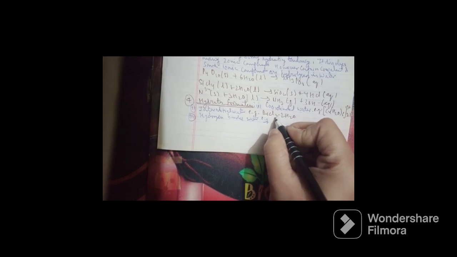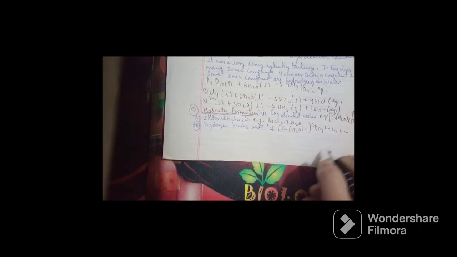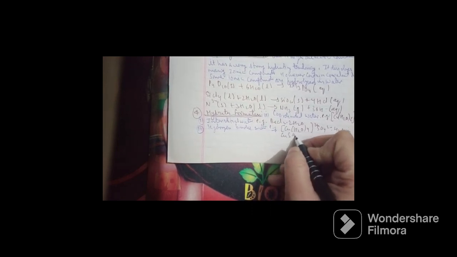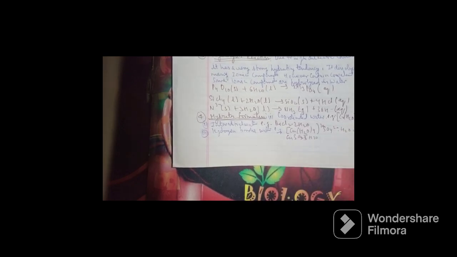For the third one, which is hydrogen bonded water, the example is Cu(H2O)4 2 plus SO4 2 minus dot H2O in CuSO4 dot 5H2O. Now we have another question to talk about: how many hydrogen bonded water molecules are associated in CuSO4 dot 5H2O?